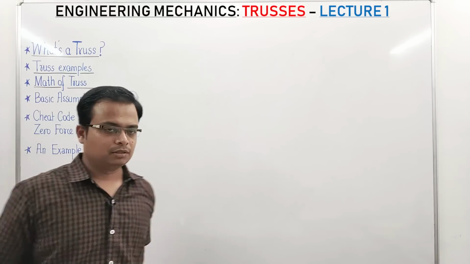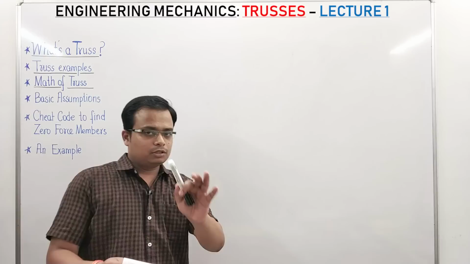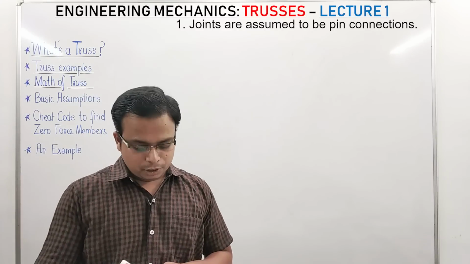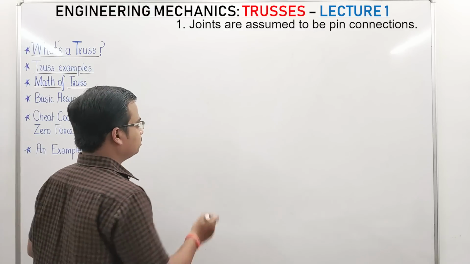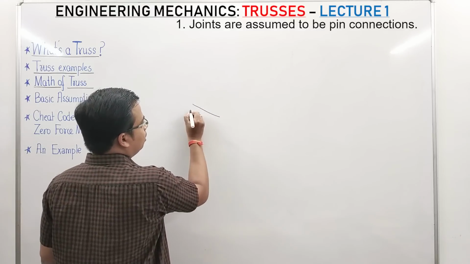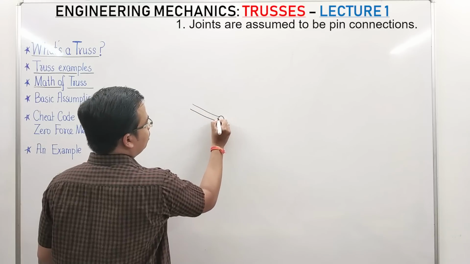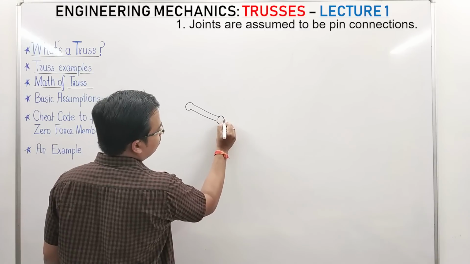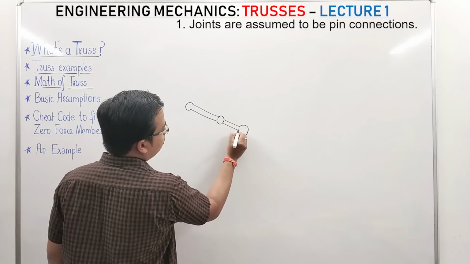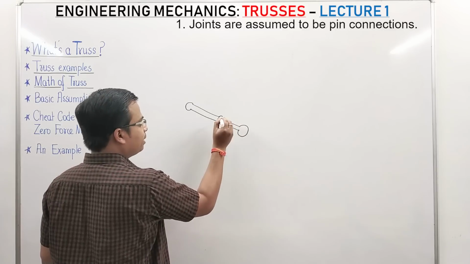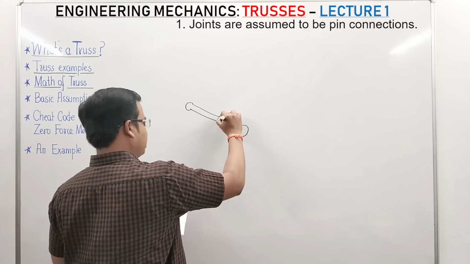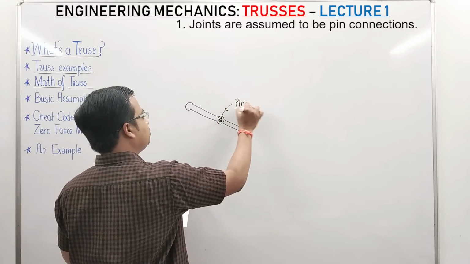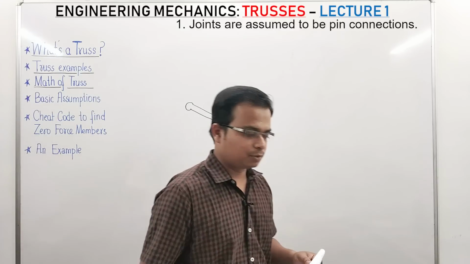So what are the basic assumptions? Okay, so the first assumption is, listen to this very carefully and better to write it down. The number one assumption is, joints are assumed to be pin connections. Something like this. There is a member over here. And how can I draw it? There is another member right below, and then there is a pin right here. So this pin over here, all the joints have to be connected with the help of pins. This is basically our first assumption.